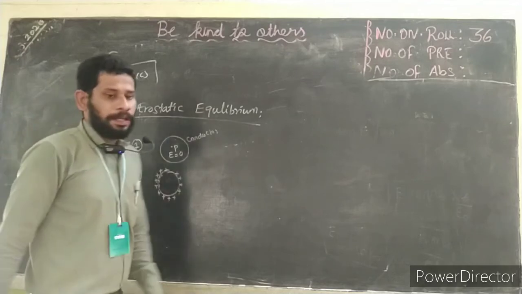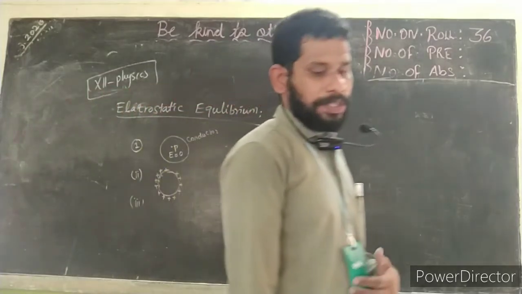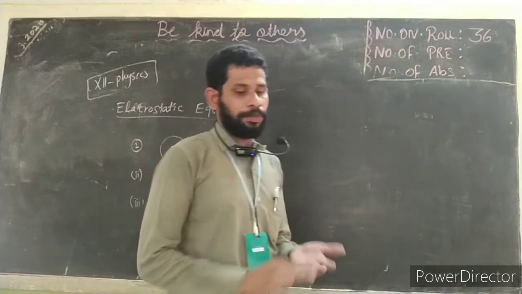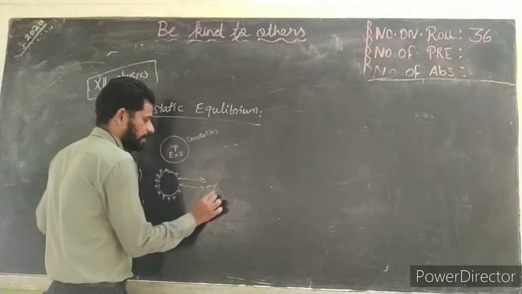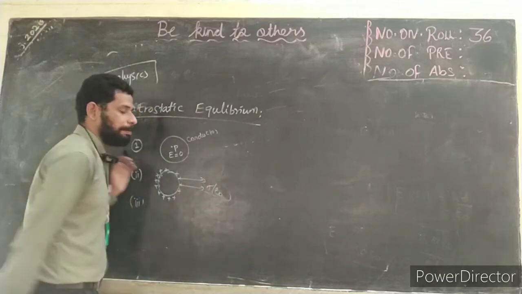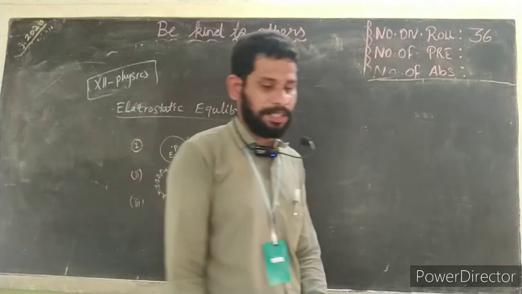Third point: the electric field outside the conductor is perpendicular to the surface. The electric field outside the conductor is always perpendicular to the surface, which is equal to sigma by epsilon naught. That means it depends upon the surface charge density.